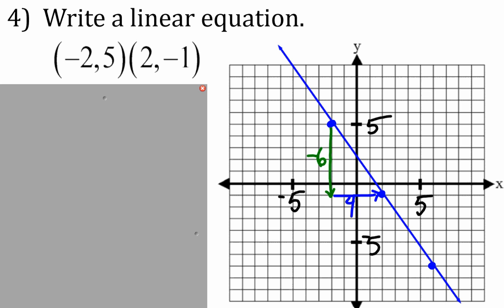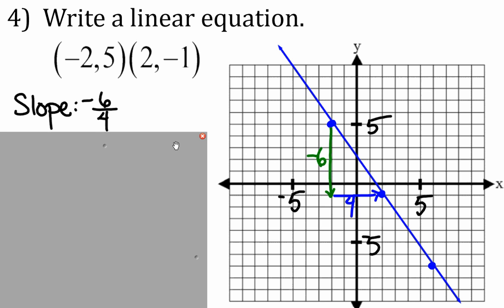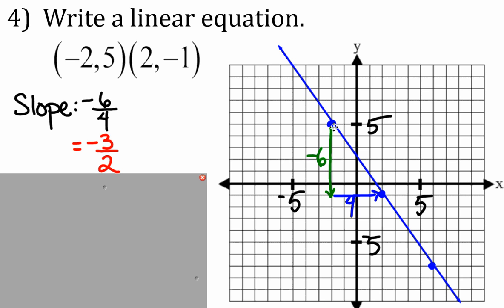So the rate of change between our points, down 6 and to the right 4, could be simplified to going down 3 and to the right 2. We can see if we go down 3 units and to the right 2, we have another point. Down 3, to the right 2. By doing so, we can see that we have a y-intercept here at (0, 2).